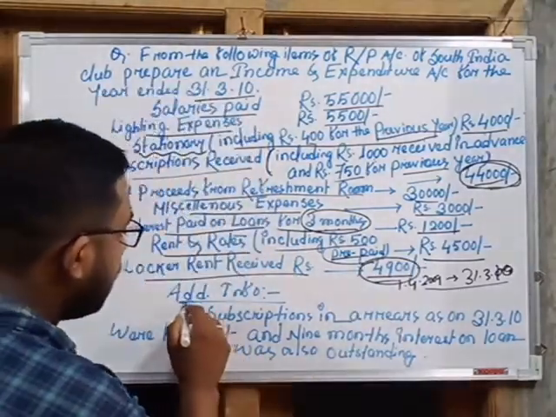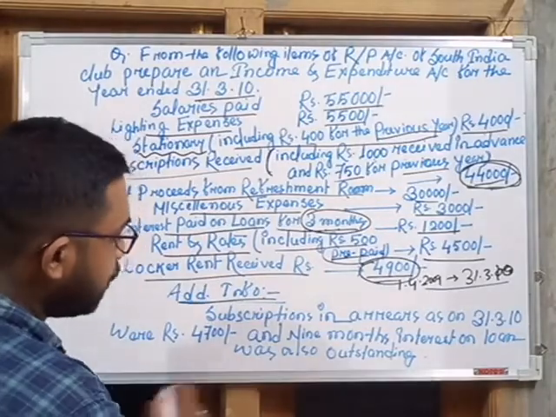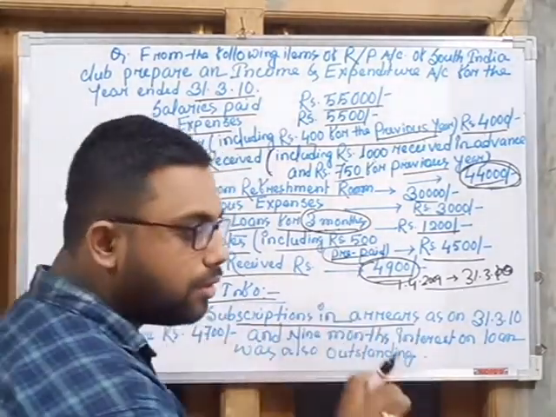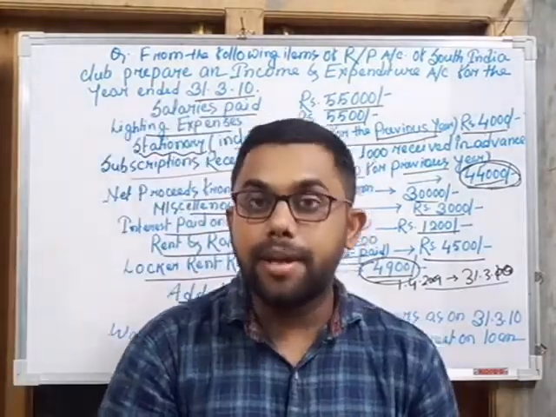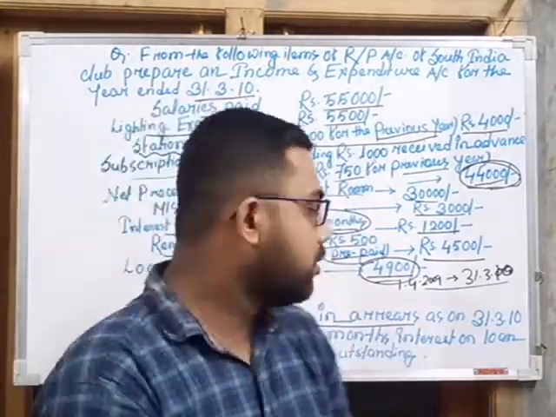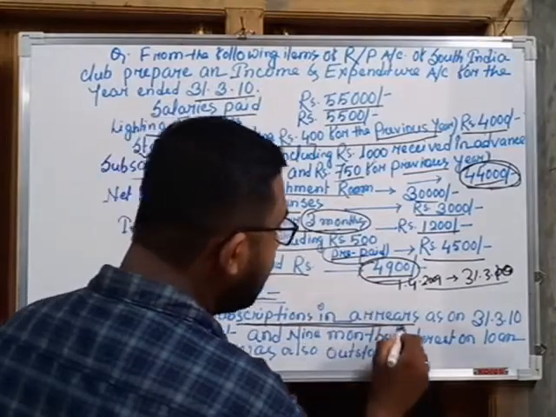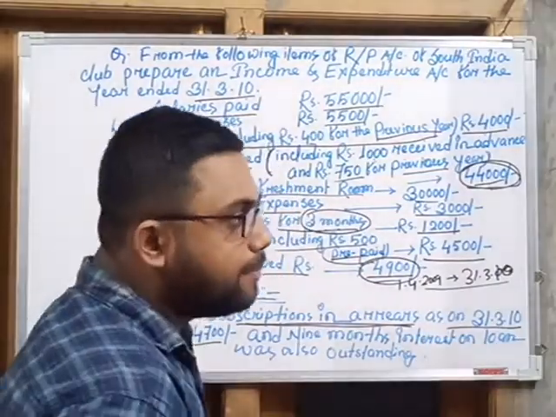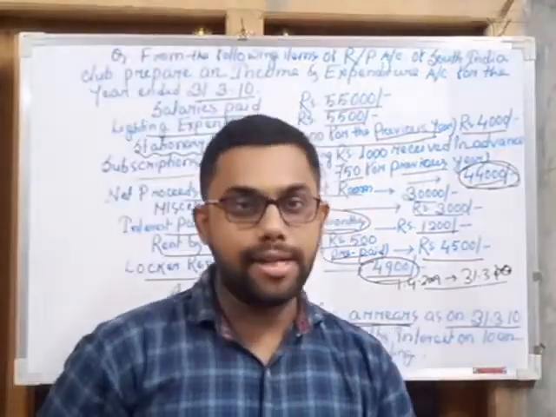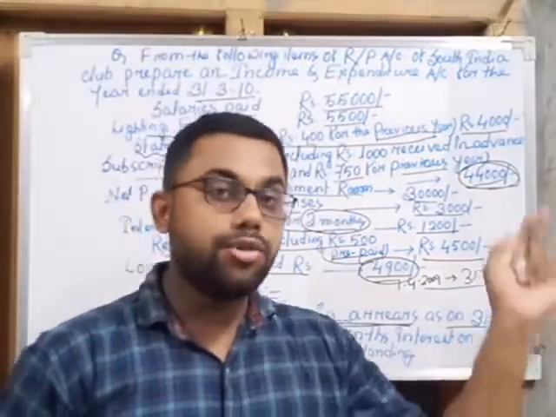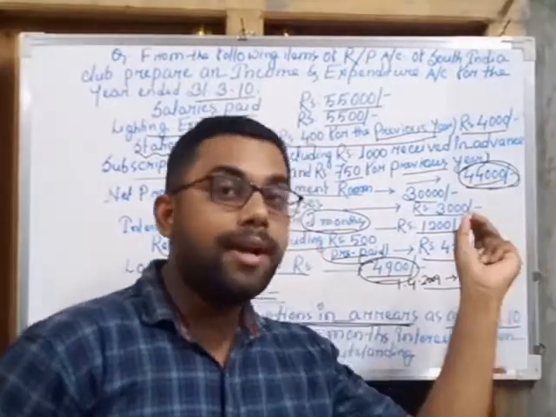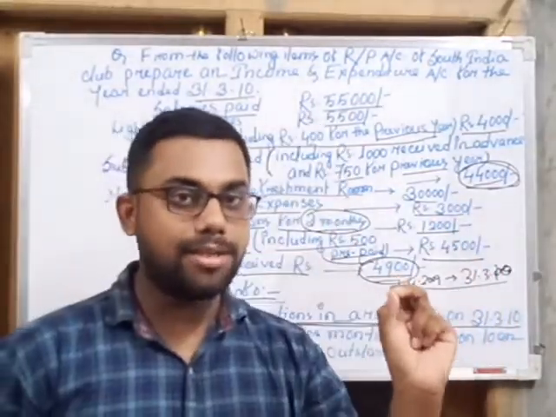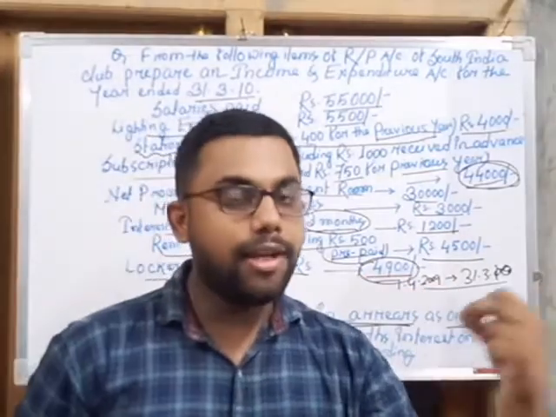There is some other additional information. So what is the information? Subscriptions arrears. What do you mean by the term arrear? Arrear means outstanding. So subscription is outstanding as on 31st March 2010, rupees 4,700. That means at the end of the current accounting year there is a subscription outstanding. So memorize that in our calculation of subscription income, if subscription is outstanding at the end of the year, it will be added.